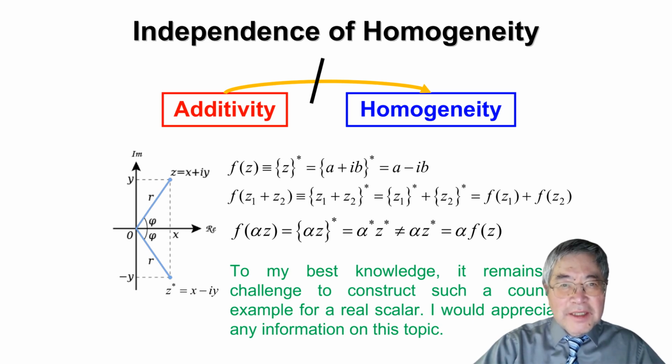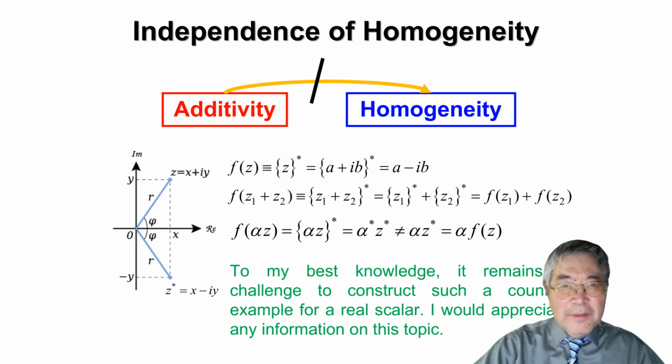Now consider homogeneity. F of alpha z equals the conjugate of alpha z. For a complex scalar alpha, this equals alpha star times z star, which is not the same as alpha times f of z unless alpha is purely real. So homogeneity fails when the scalar is complex.